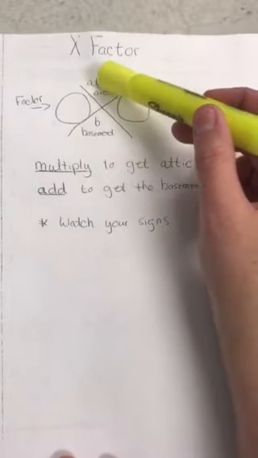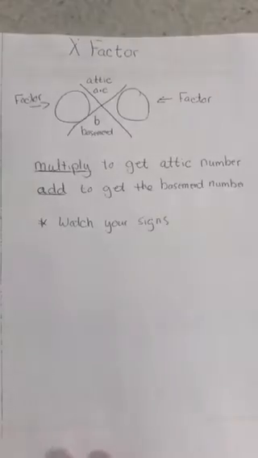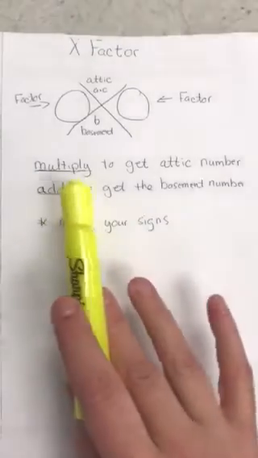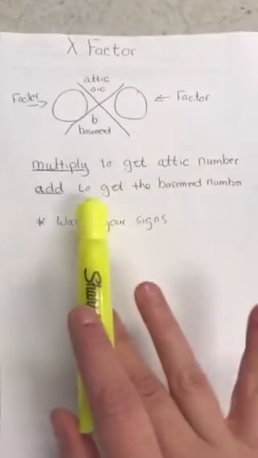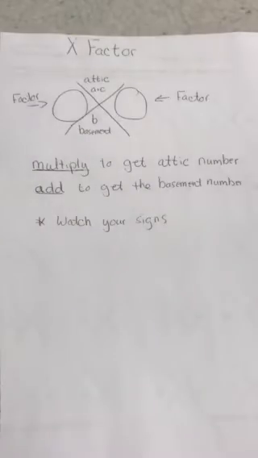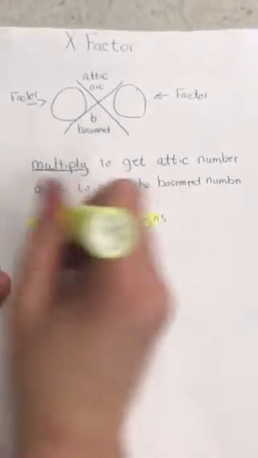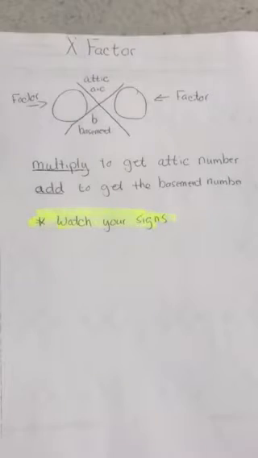You're going to multiply them together to get the addict. Remember, addict on top, basement on bottom. So multiply to get the addict number. You're going to add to get the basement number. Now be careful, I am going to caution you, make sure you're watching your signs because there's going to be some negatives in here and you really have to focus on those negatives.